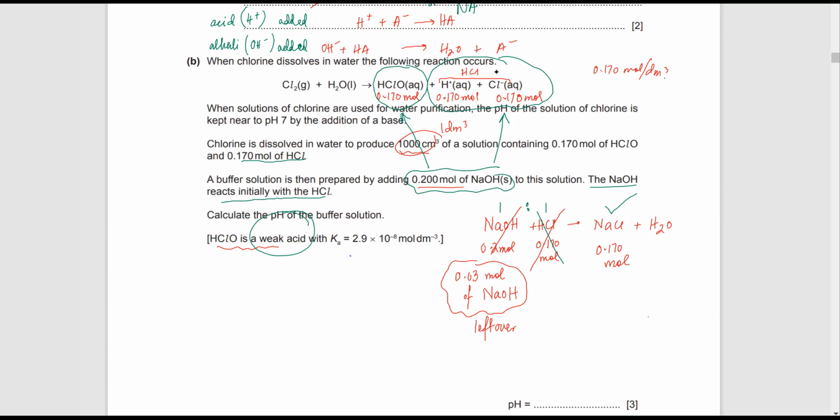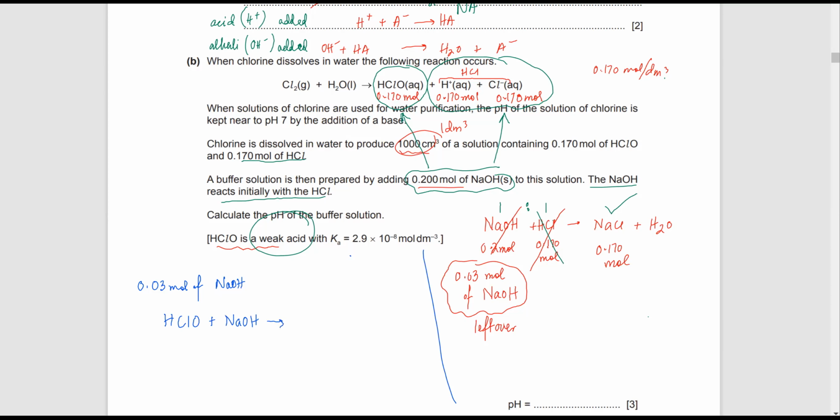The other part is you're left with 0.03 moles of NaOH. What would that react with? Just hold on one minute. So 0.03 moles of NaOH are going to react with this weak acid, HClO. That's the second part. The first part is done. NaOH has reacted with HCl and has completely neutralized the HCl.